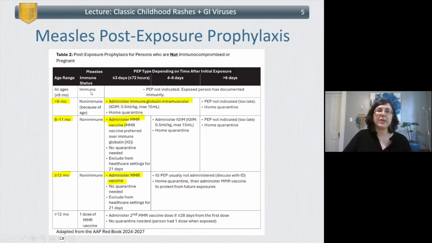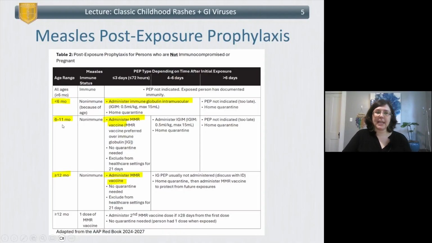So for a child who is immune, post-exposure prophylaxis is not indicated because the vaccine does a really good job of preventing infection. Okay, what about our little babies that haven't had the chance to be vaccinated yet? We administer immunoglobulin intramuscularly. So this is an IM version of essentially IVIG, but it's an IM immunoglobulin. And then they do home quarantine.